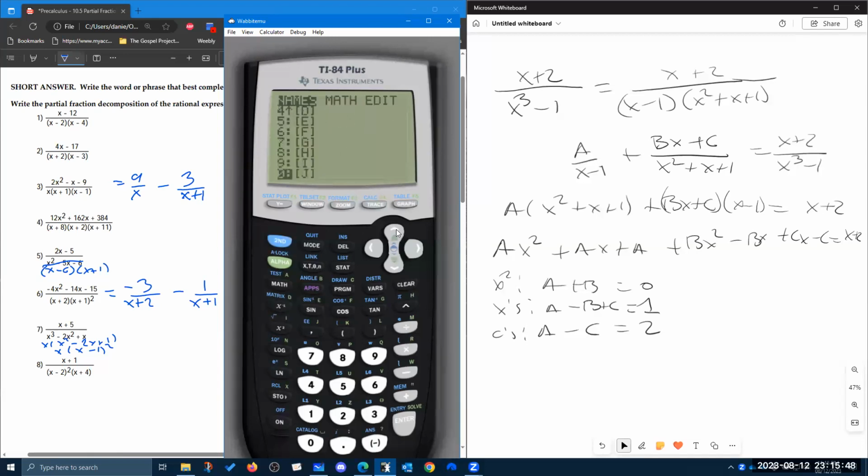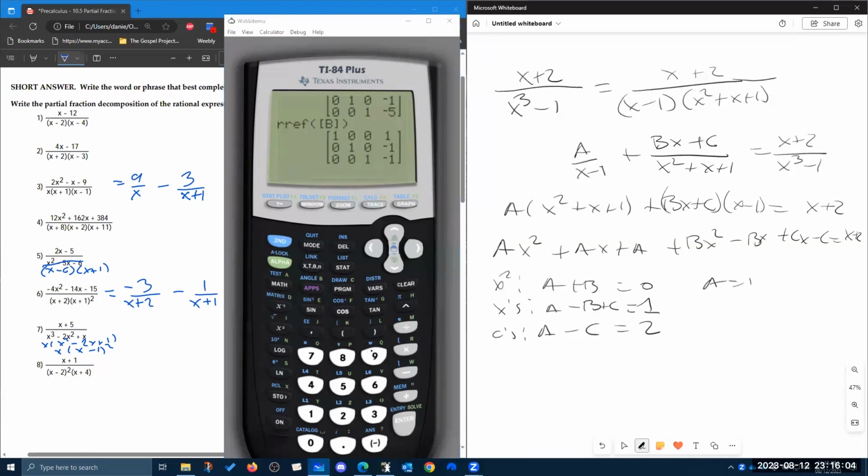Second matrix, RREF, second matrix number 2. And there we go. So my A here would be 1, my B here would be negative 1, and my C here would be negative 1. So the x plus 2 over x cubed minus 1 would be equal to 1 over x minus 1 plus negative x minus 1 over x squared plus x plus 1.